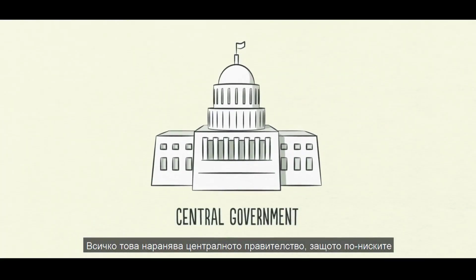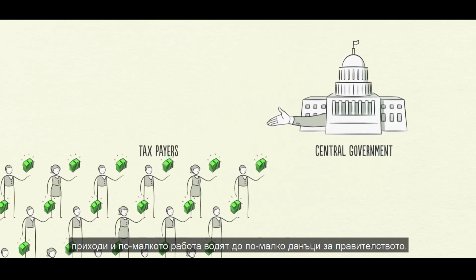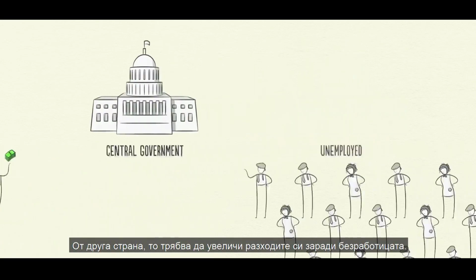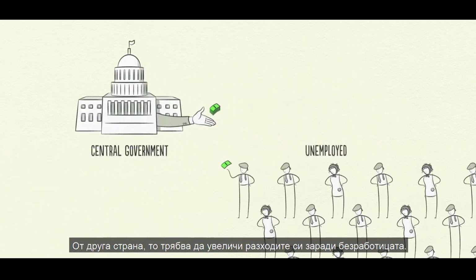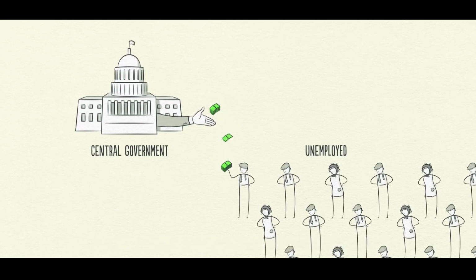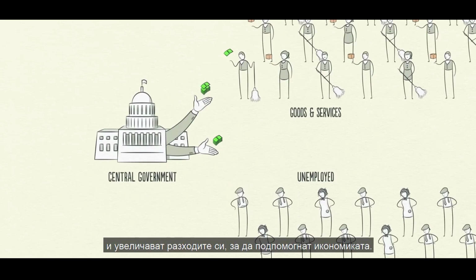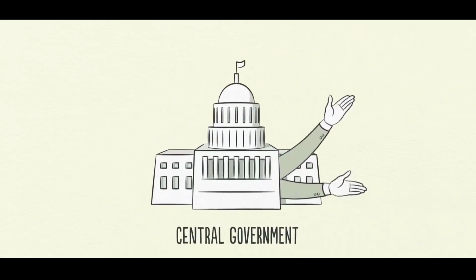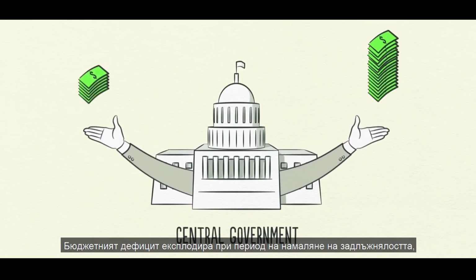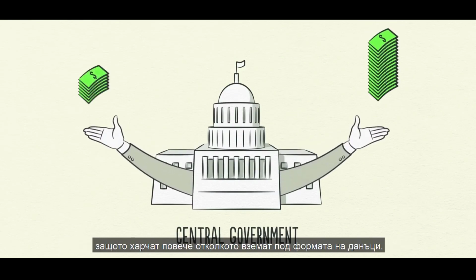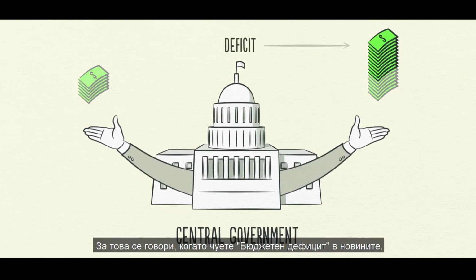All of this impacts the central government because lower incomes and less employment means the government collects fewer taxes. At the same time, it needs to increase its spending because unemployment has risen. Many of the unemployed have inadequate savings and need financial support from the government. Additionally, governments create stimulus plans and increase their spending to make up for the decrease in the economy. Governments' budget deficits explode into deleveraging because they spend more than they earn in taxes. This is what's happening when you hear about the budget deficit on the news.